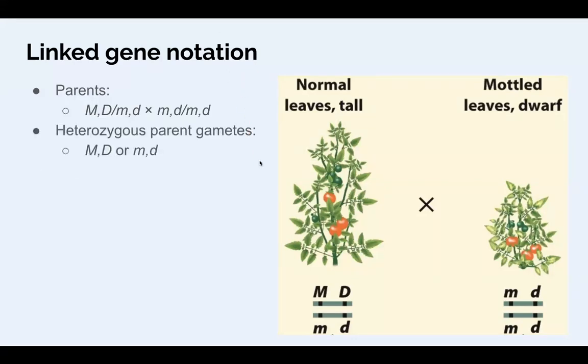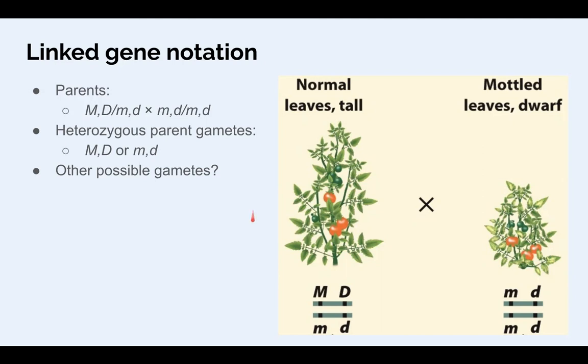You can also use this notation to refer to gametes. So big M comma big D is a single chromosome that exists inside of a haploid gamete, or little m little d, like that. And of course, as a result of crossing over, we could get different combinations.